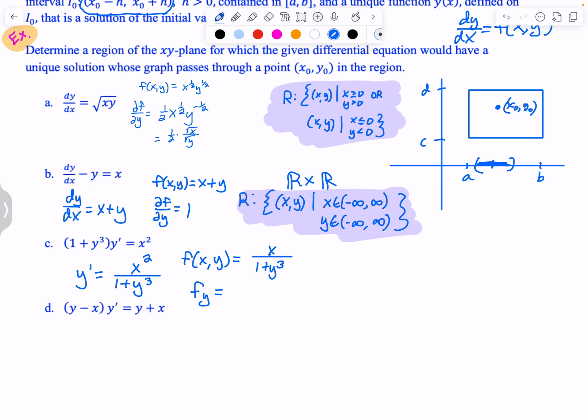Okay, so if that's the case, I don't want to do the quotient rule. I avoid it at all costs. Okay, the negative comes down. I make a negative x. Then I get 1 plus y cubed to the negative 2. And then it's times 3y squared. All right, I could rewrite that to clean it up if I'd like. That's going to get me a negative 3xy squared over (1 plus y cubed) squared.